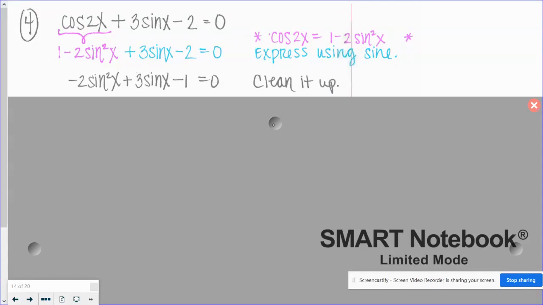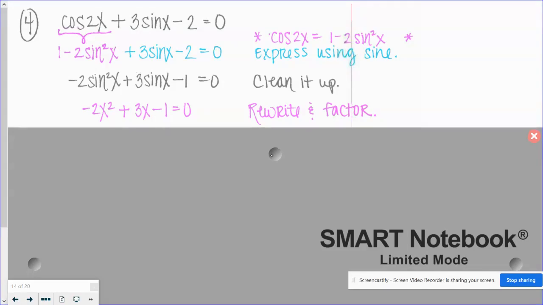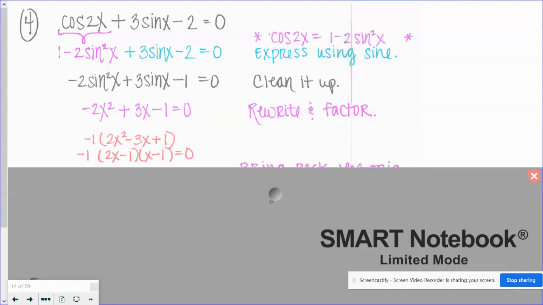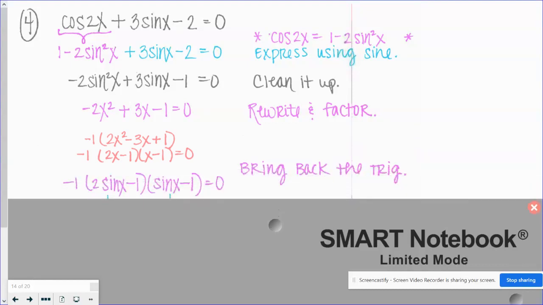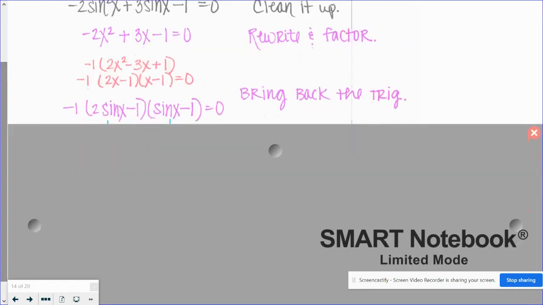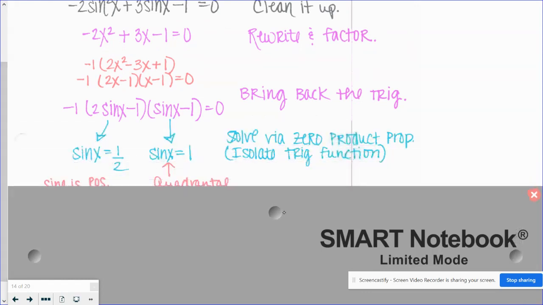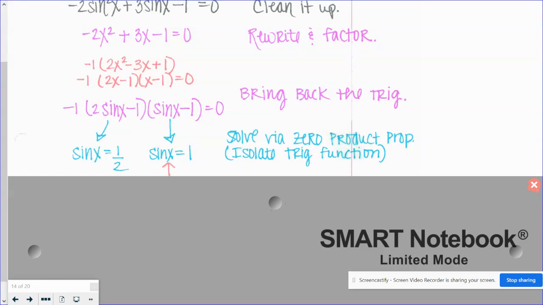You know what time it is. It's time to factor. I'm going to rewrite it so that it's x, which makes it easier to factor. I'm doing my factoring, and then I'm bringing back my trig. So for my factored trig form, I have -1 times the quantity 2 sine x minus 1 times the quantity sine x minus 1. Then it's time to use the zero product property and to isolate the trig function. 2 sine x minus 1 becomes sine x equals 1/2. And sine x minus 1 becomes sine of x equals 1.